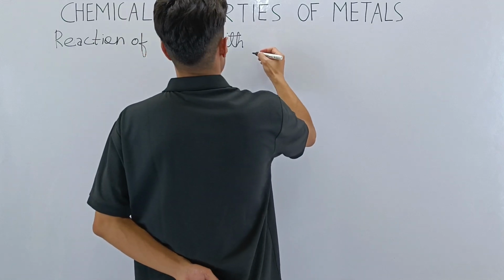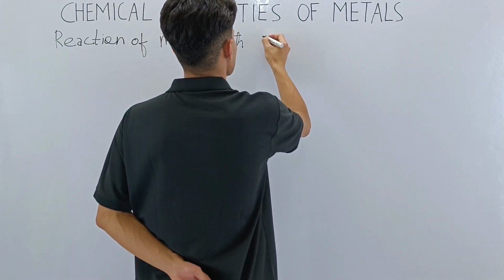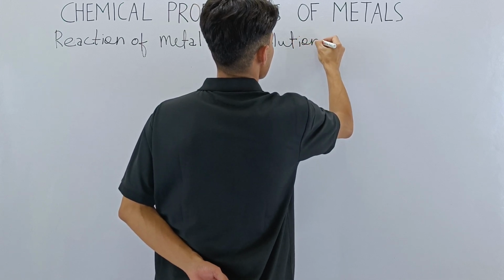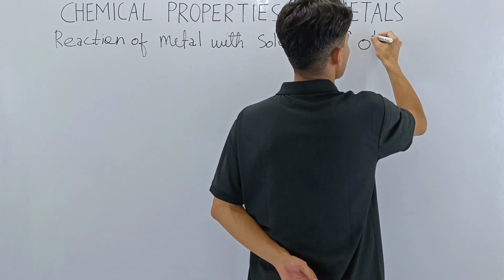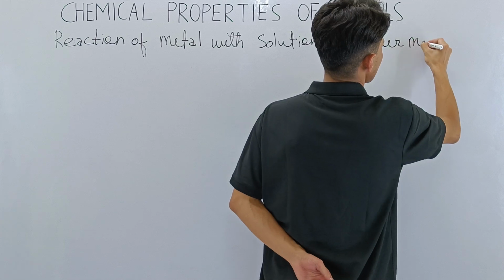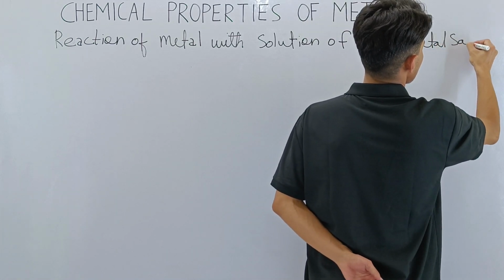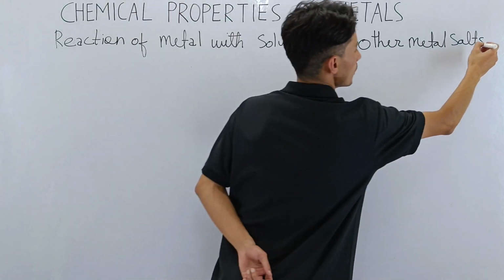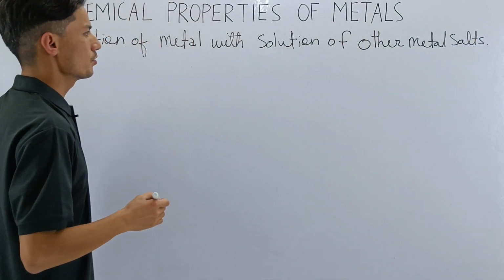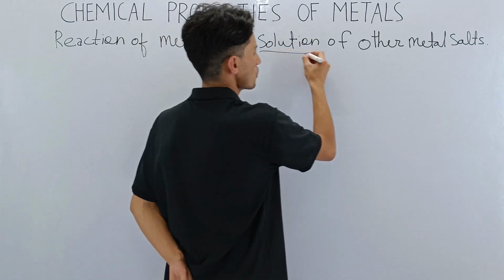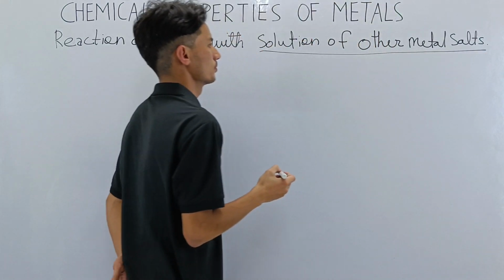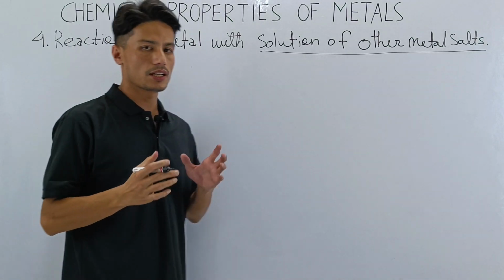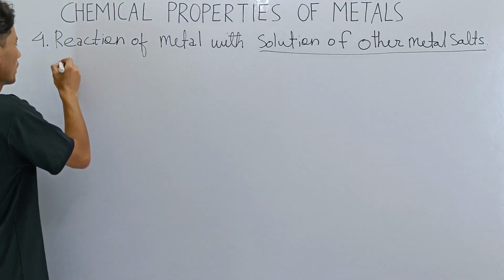So reaction of metal with solution of other metal salts. I hope it's visible. This is the fourth point. Reaction of metals with solution of other metal salts. This is the fourth point, fourth chemical reaction. This is also the last point. So let's write the formula.